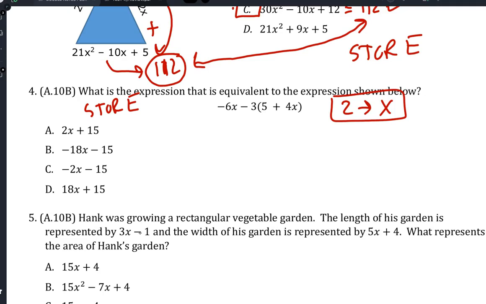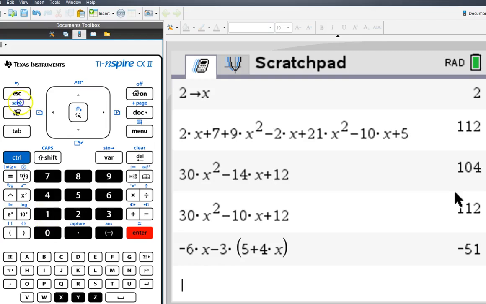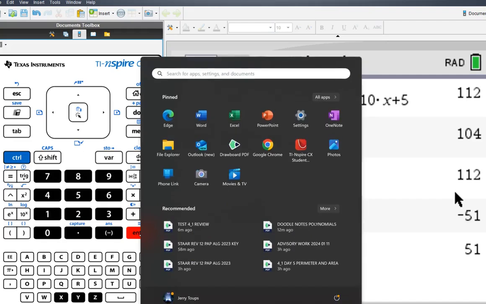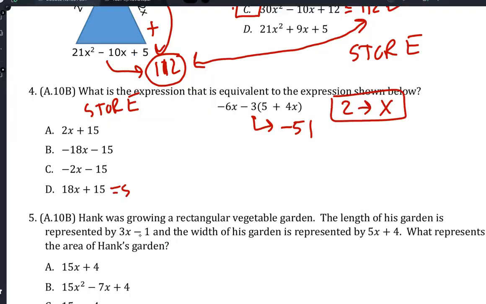So go to your paper, and this is going to be negative 51. Now then, one of these is going to be negative 51. Let's try D first. So I'm going to type in D. 18x plus 15. Hit enter, and it's 51, not negative 51, so that doesn't work. So I'm going to go to my paper, put 51.